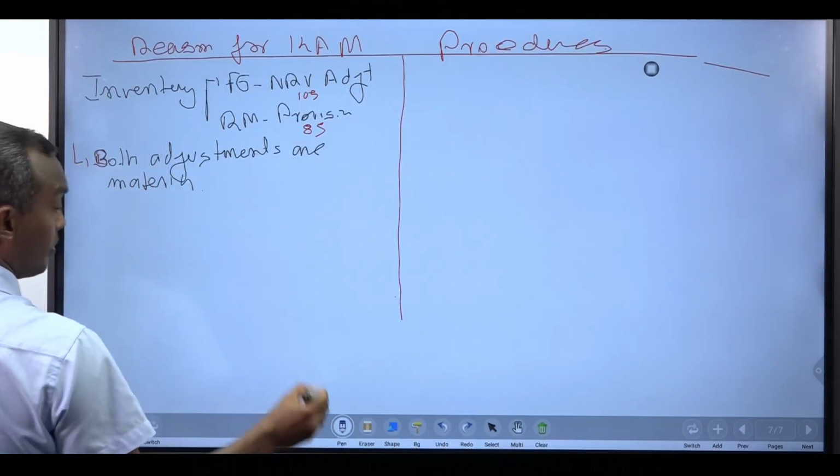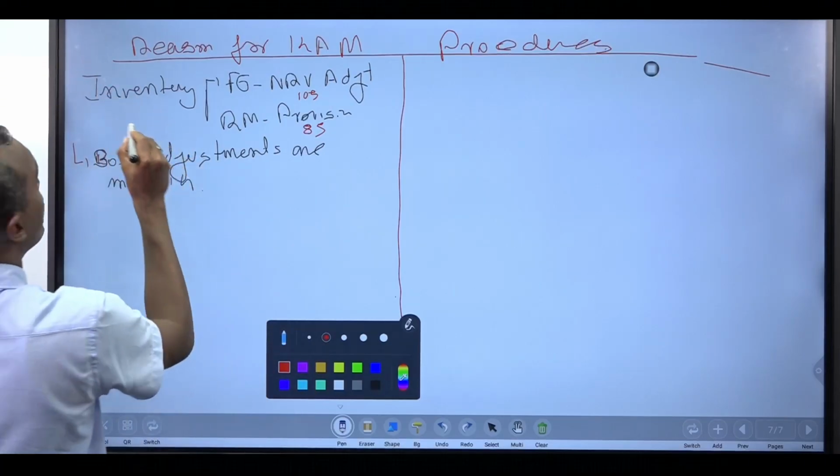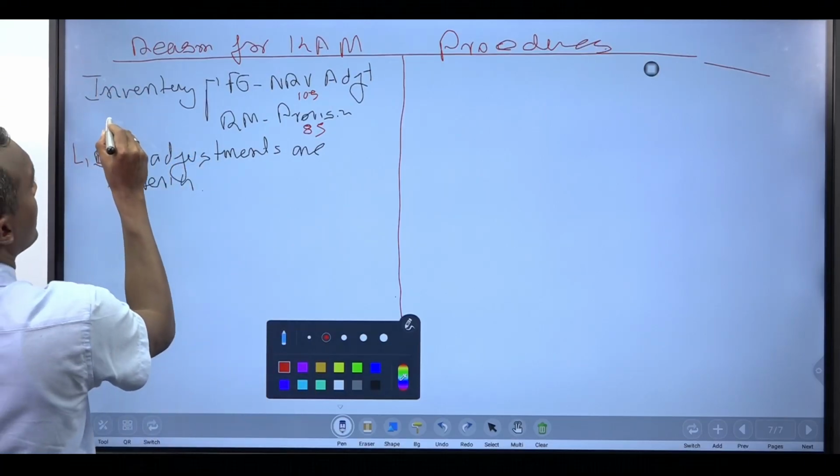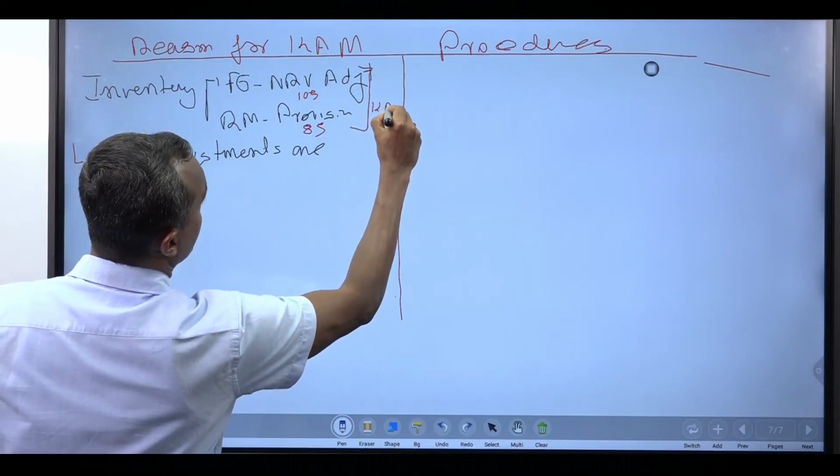So the answer is, remember, you have to say CAM. This is a CAM, inventory valuation, inventory finished good. This area is a CAM. You have to say this is a CAM.